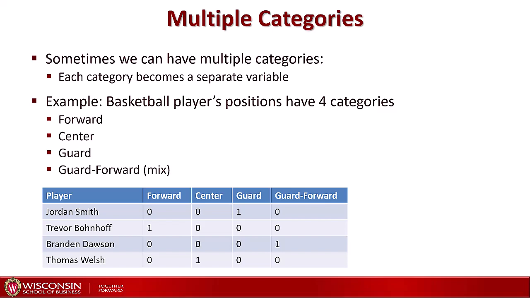Here you have some data. For instance, Jordan Smith is a guard. So all the indicator variables, all the categorical variables will be 0 except for guard, which would be 1. For Trevor Bonhoff, it will be 1 for forward because this player is a forward, and 0 for center, guard, and guard-forward. So for each of these players, we'll have 1 for the corresponding category and 0 everywhere else.